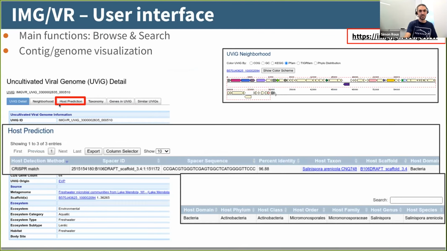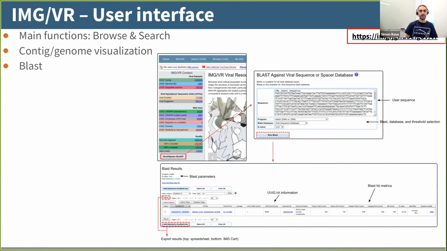And in the host prediction, you actually get the full table of which elements were used to predict the host taxon. So in this case, a CRISPR match, and you can link back to which host scaffold had the CRISPR spacer. And so you can really go back and dive into why exactly we are telling you that this phage likely infects this host, or this virus contig infects this host.